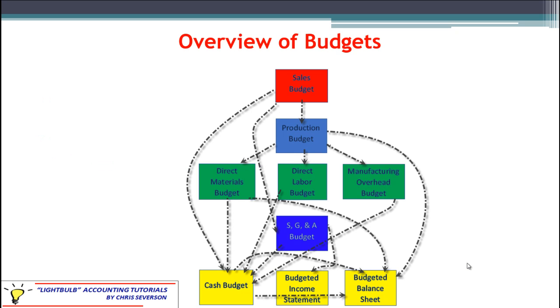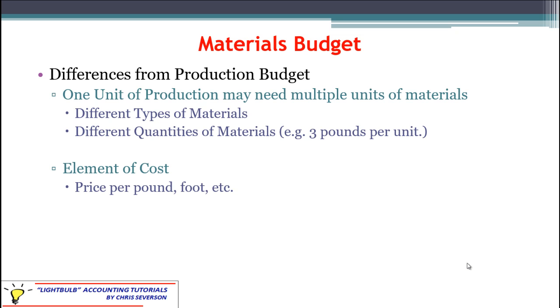So here's the illustration I've been bringing up in the past few budget discussions. We start off with the sales budget, and that leads us to the production budget. We know how many units we need to produce. Now that we know how many units we need to produce, we can complete our direct materials, direct labor, and manufacturing overhead budgets. Those are the budgets that relate to the cost of actually producing products. Again, we'll talk about the other budgets later on, but for this lecture, it's the direct materials budget specifically.